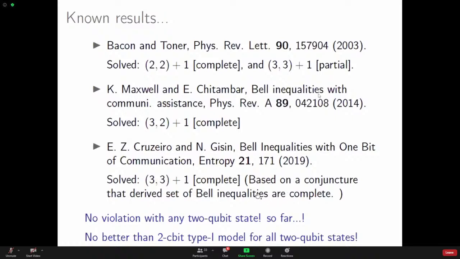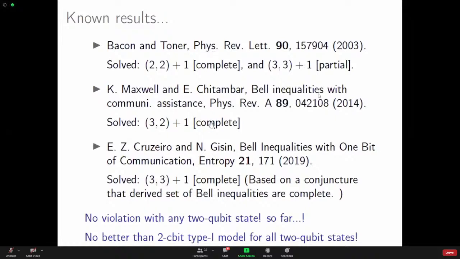Okay, then it's fine. So basically, I was discussing Bell inequalities with auxiliary communication, and the motivation was this conjecture. The complexity of deriving such Bell inequalities with increasing number of measurement settings grows very fast. So it has only been studied up to this, but whatever has been studied till now, there is no violation with any 2-qubit state so far.